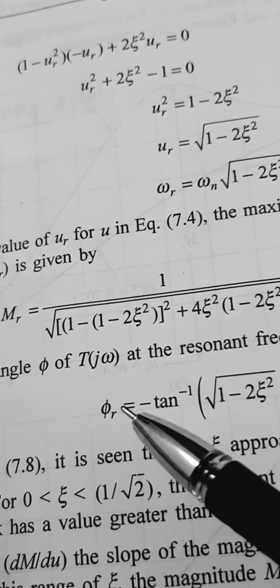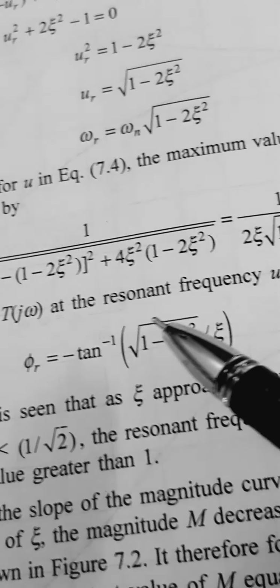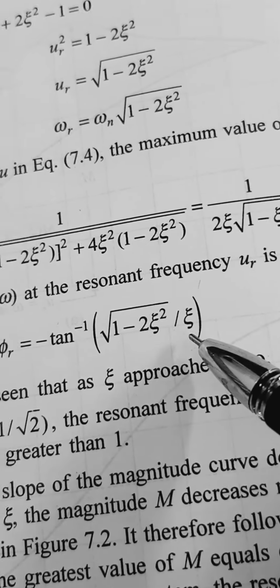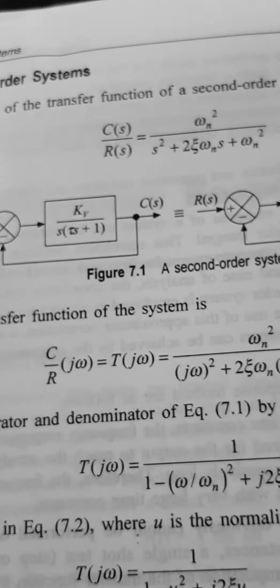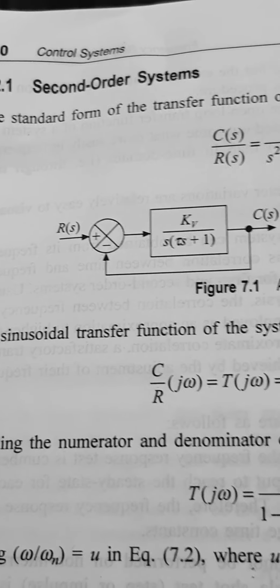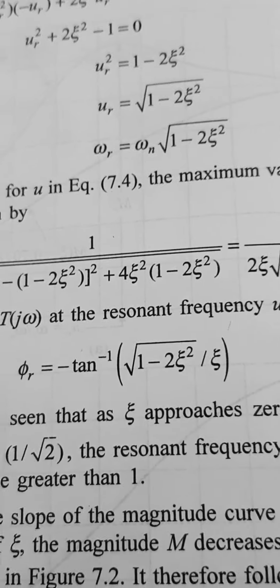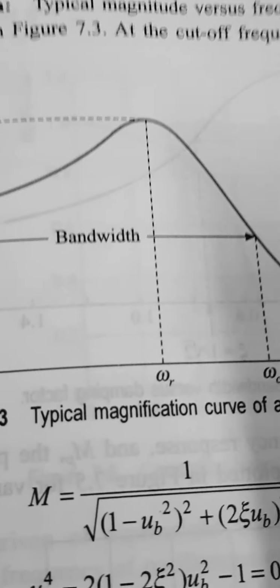And phi r is equal to minus tan inverse of square root of 1 minus 2 psi square divided by psi. So you are getting like this. When you are analyzing these circuits, you are getting the same response. Then the expression for the bandwidth.